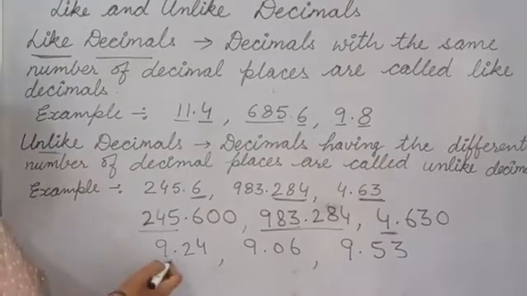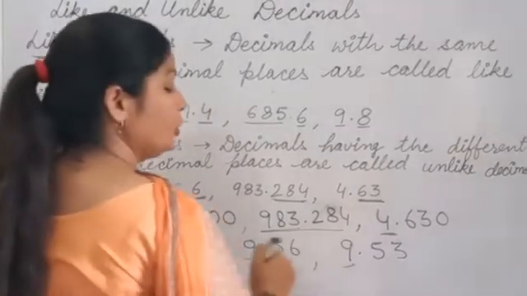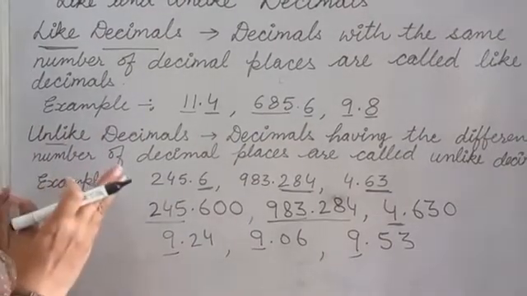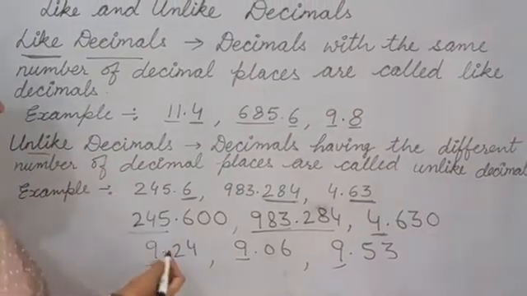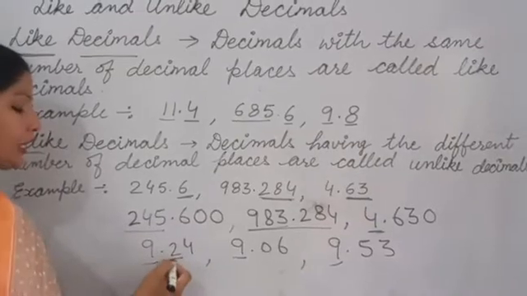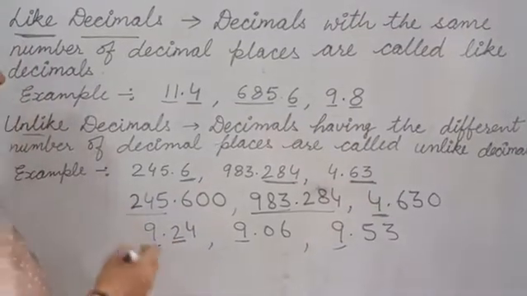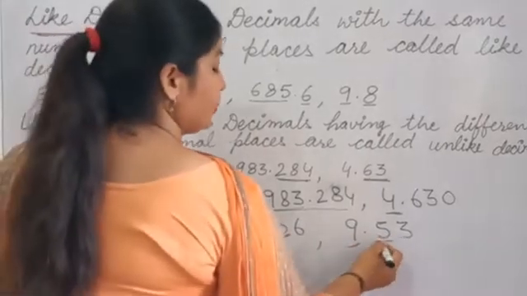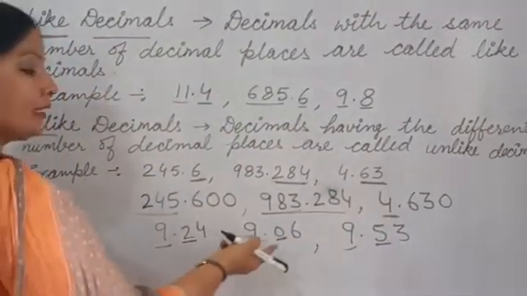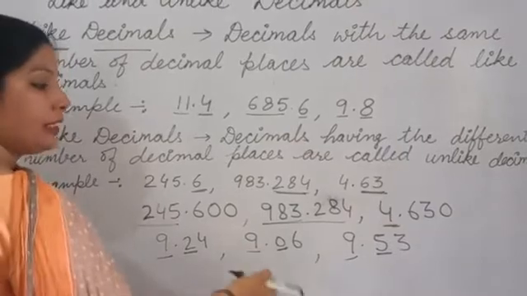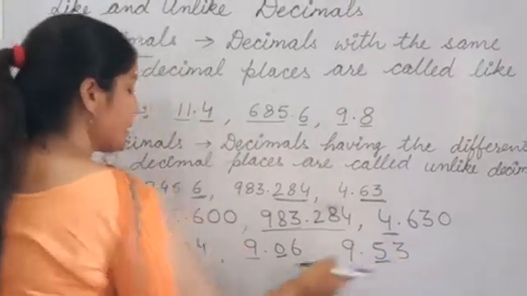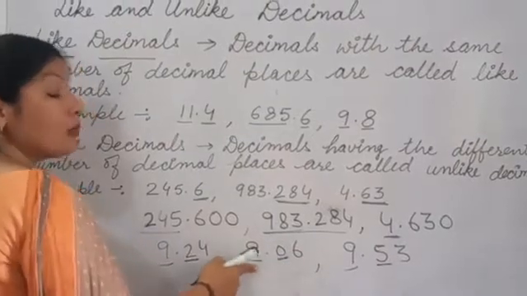Now here the wholes are the same: 9, 9, 9. So we will compare the decimal first place. अब हम क्या करेंगे? Decimal का first place check करेंगे, 10th. There is 2, there is 0, there is 5. So which is the smallest? 0. And which is the largest? 5. So this number is the largest and this is the smallest.